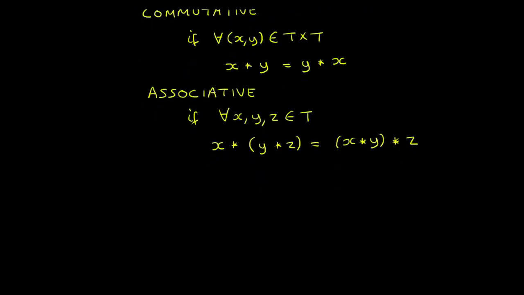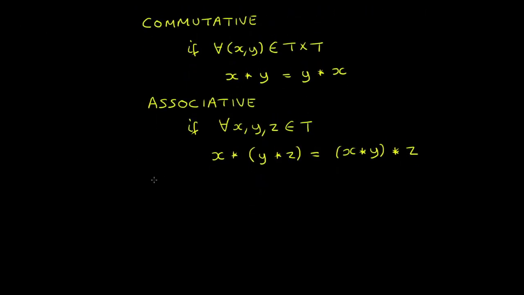Now an example of a binary operation is real multiplication. Because we take two elements from the real numbers and map that to another real number.